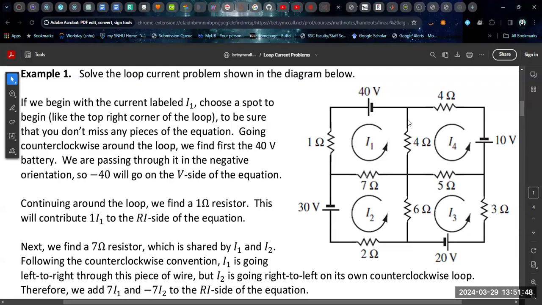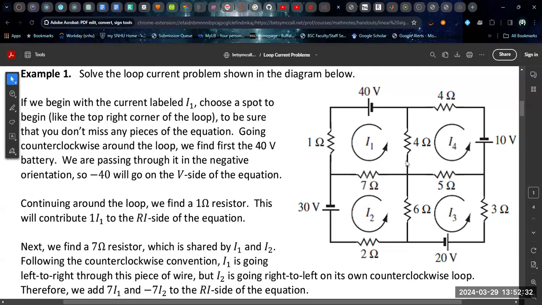Now, if we continue going through the loop, then now we're encountering a 4 ohm resistor, and we're going to treat that the same way that we did with the 7 ohm resistor. We're going to add 4I1 to our RI side of the equation and minus 4I4 to that side of the equation as well. Now, why the sign change? Well, when we're going around our I1 loop this way, our I1 current is going through the diagram from left to right. But if we're going on the I2 current, then the I2 current is actually going through this section of the graph from right to left. So that's that sign change.